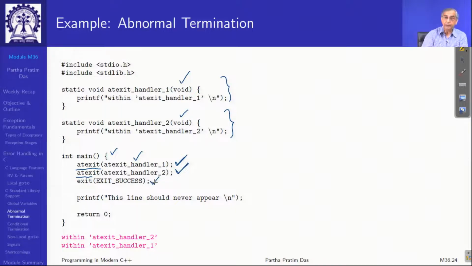Then I do exit. If I do exit, it goes to that stack, pops the first function pointer, and calls it. So, you will get atexit handler 2. Similarly, it takes the next, and calls it. So, if you can see with this atexit mechanism, before I go out, I can try to do some wrap up. Maybe some memory was allocated which now needs to be released, and all that. Those can be done using these handlers.